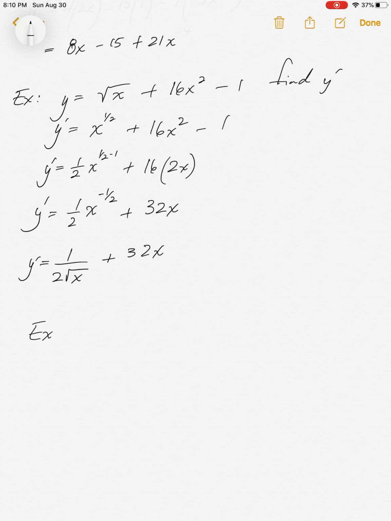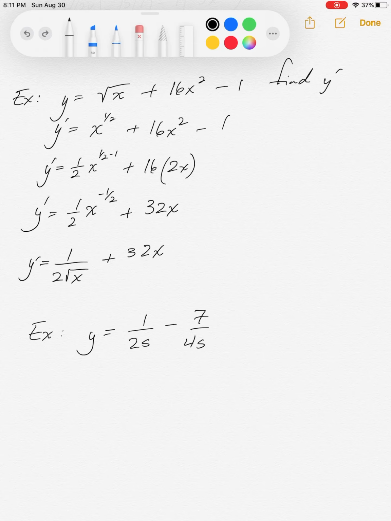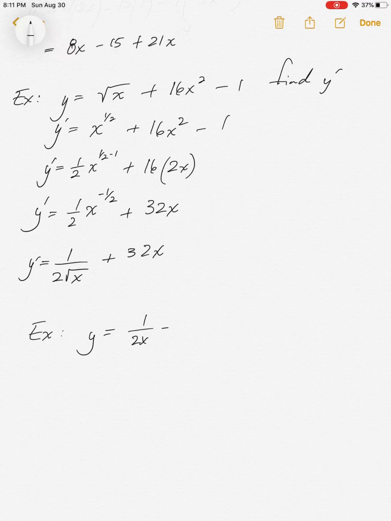because it can change the game for you. So whenever you look at this example, you would initially look at it and you're like, oh man, that looks like a quotient rule. But I said, hey, you need to be a magician with those exponent rules. You need to be a magician, okay? Over 2x minus 7 over 4x cubed.